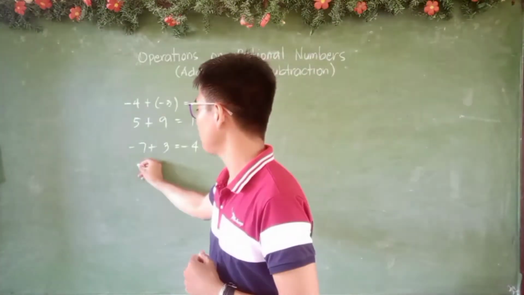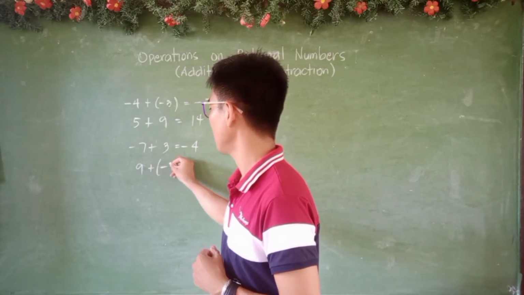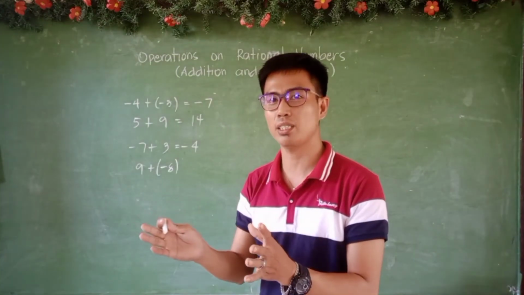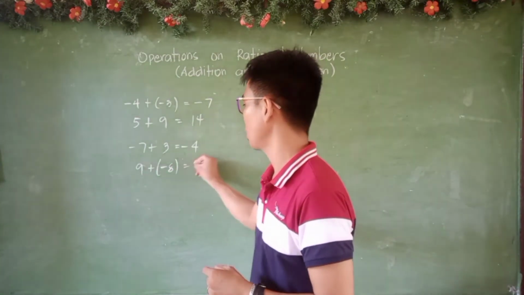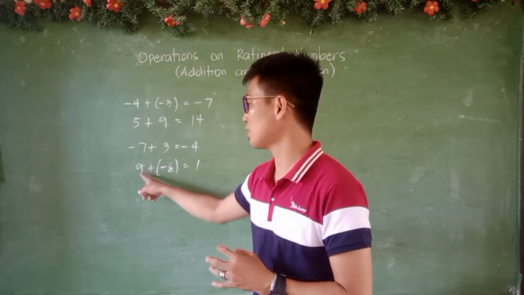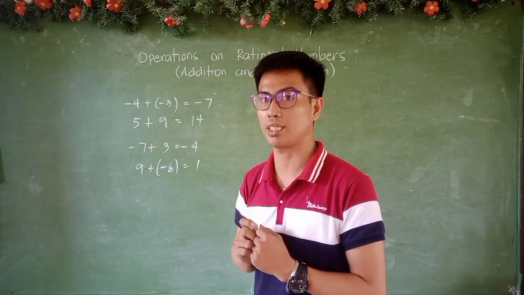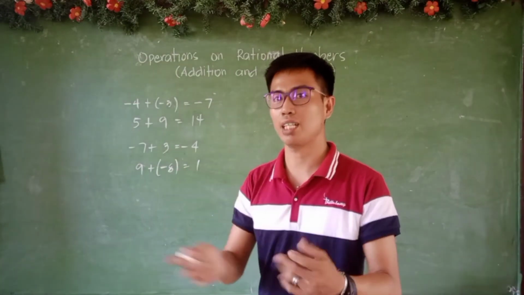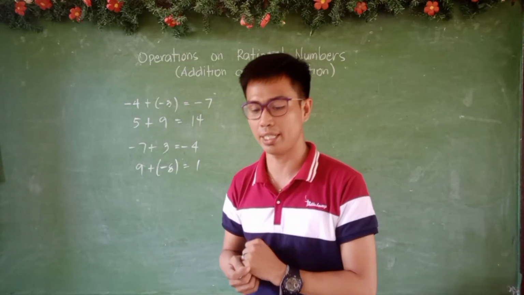So let's say we have 9 plus negative 8. So 9 plus negative 8, different sign. So we need to subtract the numbers. 9 minus 8, that is 1. And since 9 is greater than 8, kunin natin yung sign ng 9 which is positive. So kaya siya naging positive 1. And that is how you add integers. So those are the rules. So yun lang po yung dapat nating tandaan.